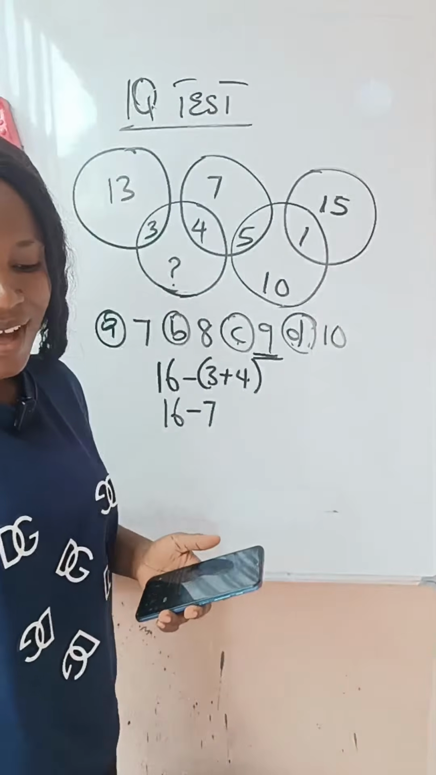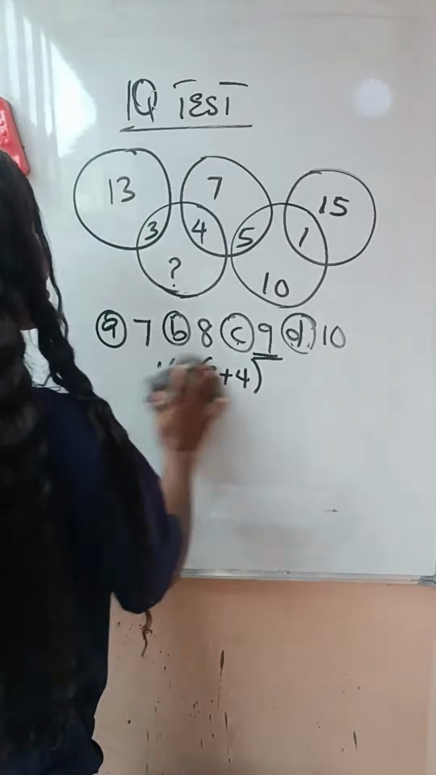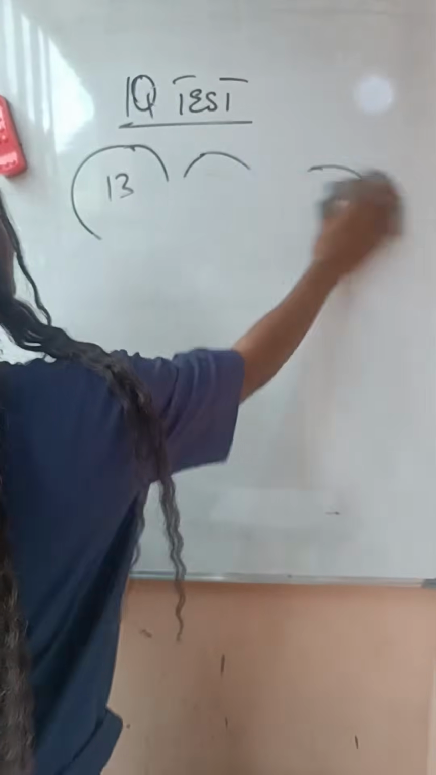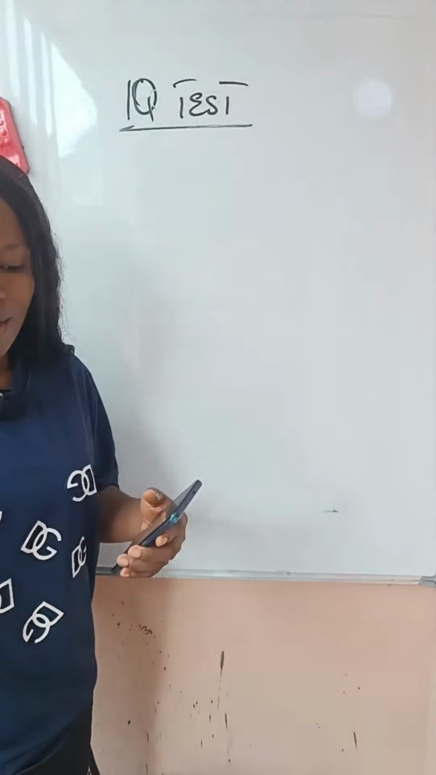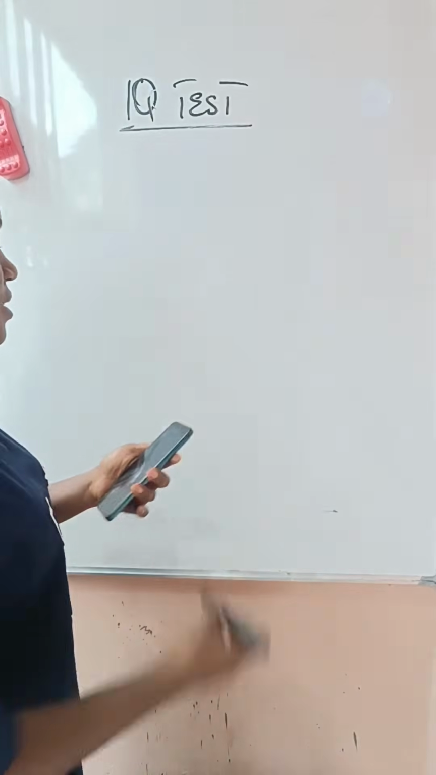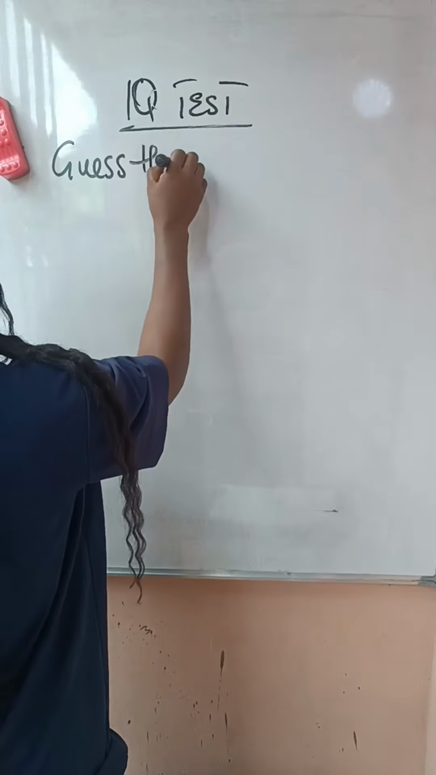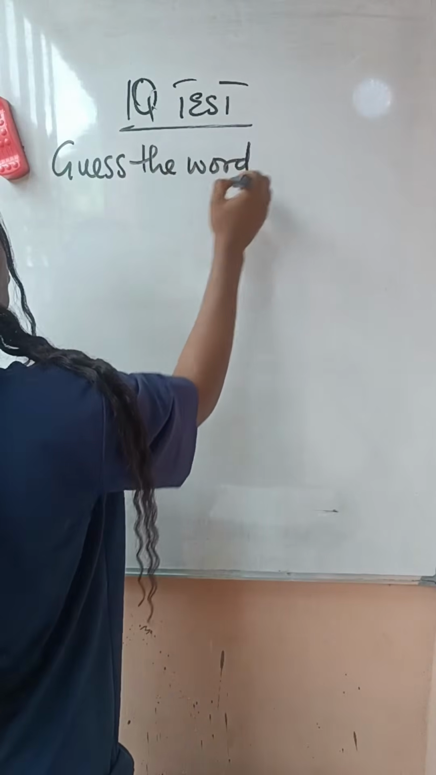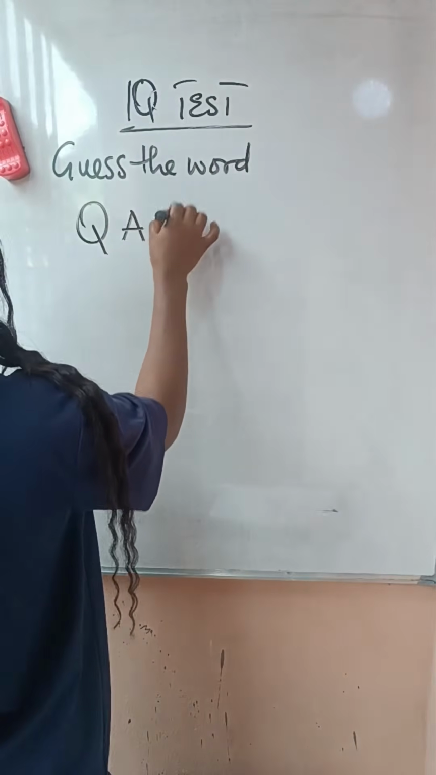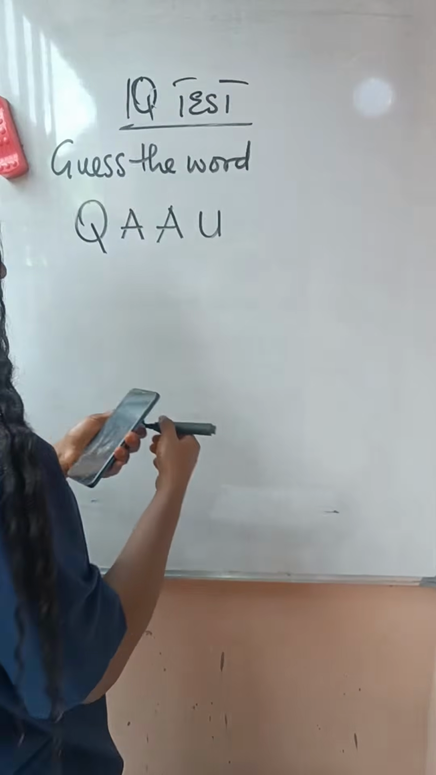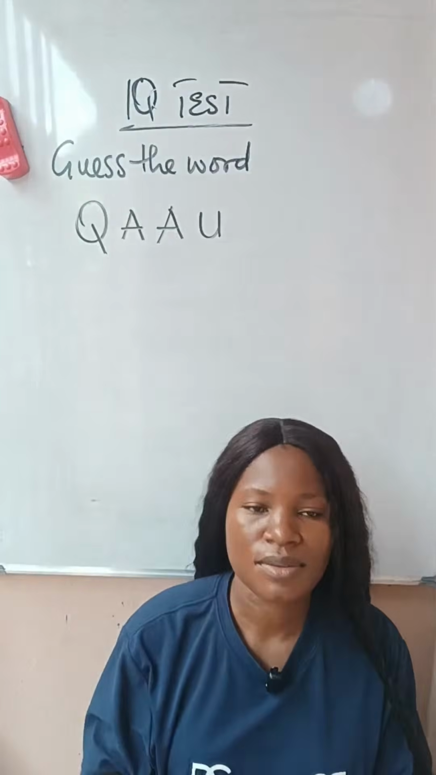Okay, another interesting question. Malako is still saying 67. I want to drop another interesting question, but this one will be easy. Okay, it's easy. Now guess the word. Q-A-A-U. What do you think the word is? Guess the word.